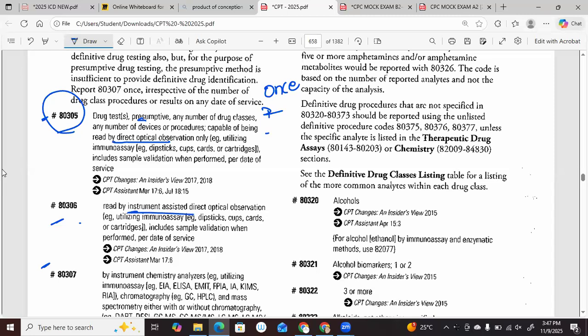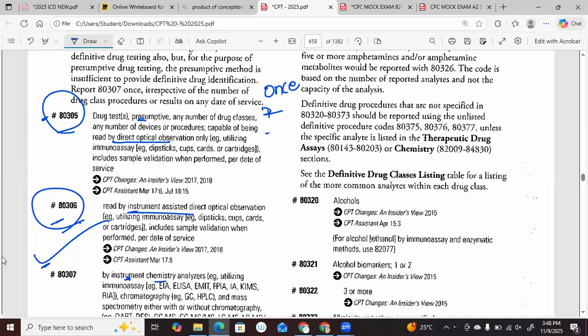If the instrument is used, we have to use 80306. And in conjunction with the instrument, if the chemistry analyzer, so any random access analyzer, has been used, in that case, we have to use 80307. So the difference between 80305, 306 and 307 is just the instrument.